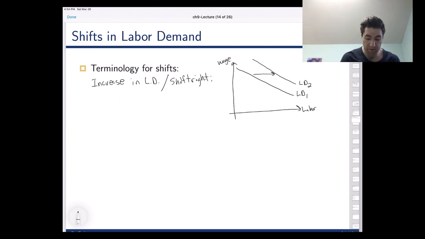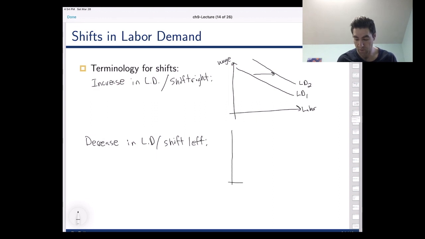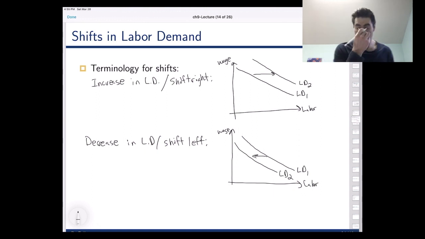Labor demand 2. A decrease in labor demand, or a shift left, is simply going to be a leftward movement. So we have labor and the wage. Take labor demand 1. If we decrease labor demand, it's going to shift to the left, which looks like this. So now we understand what direction labor demand is shifting. Got a little bit more practice plotting out a labor demand curve.